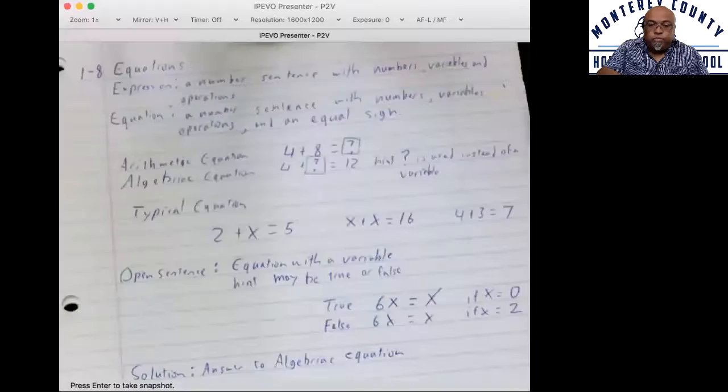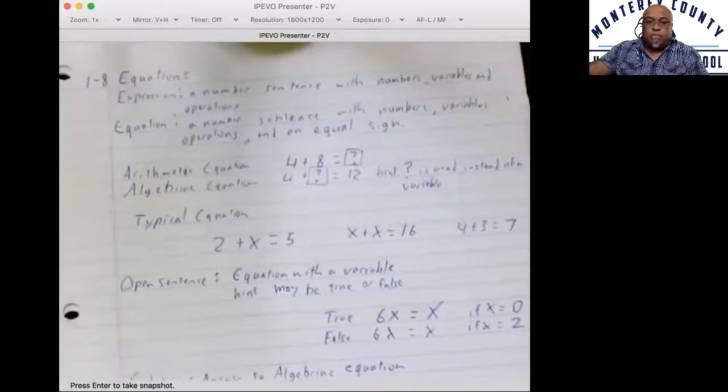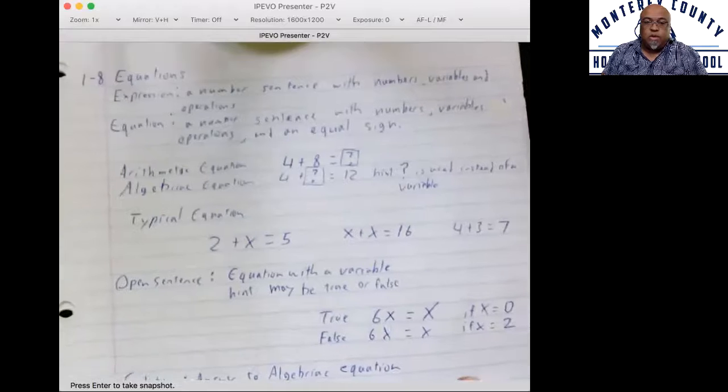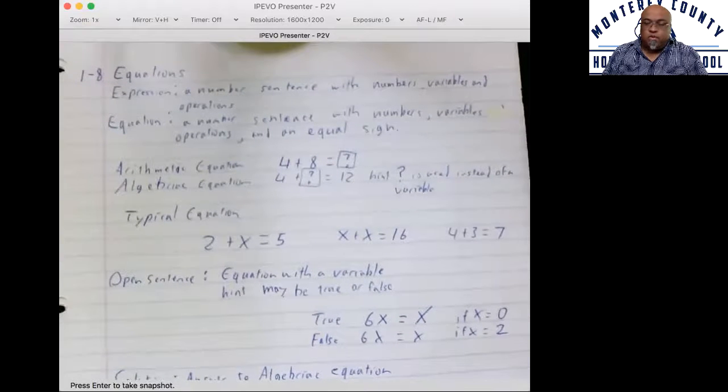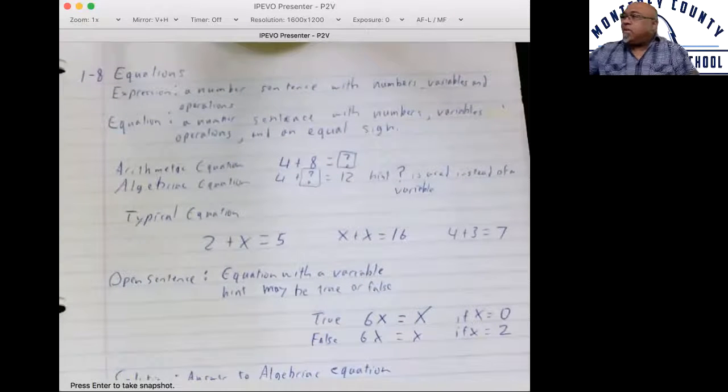Okay, let me go ahead and share the screen. Okay, hopefully you can see the screen quite well. Anyways, so in lesson 1/8, we're talking about equations. So I gave you a couple of definitions here to make this more clear.